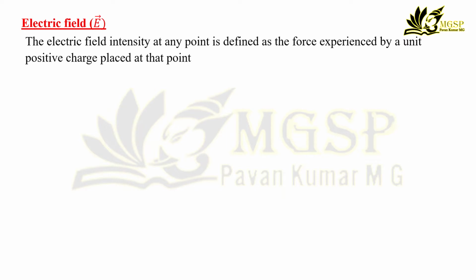Electric field. The electric field intensity at any point is defined as the force experienced by a unit positive charge placed at that point. Meaning if this is a charge and we place a test charge or unit charge here, the force experienced by this unit charge is known as the electric field. It is also called electric field intensity, represented by E equals F by Q naught.